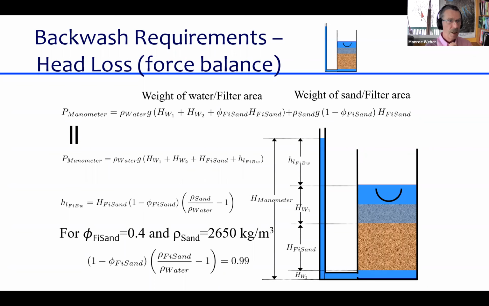Do I still multiply by 1? As in, if it's garnet, we can say the porosity is still the same, but the difference is that the density of garnet is a whole lot greater. So that rho sand over rho water minus 1 is going to be a much bigger number. And that means that the head loss is going to be a much bigger number too. So if you're trying to fluidize garnet, it's going to require a whole lot more head.